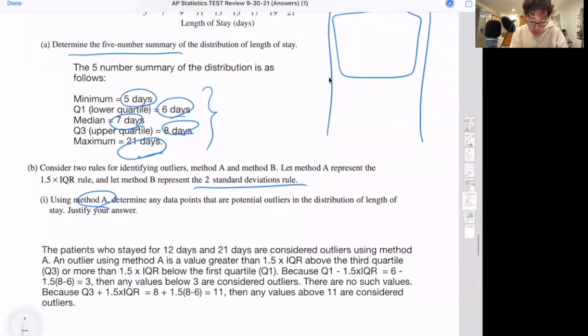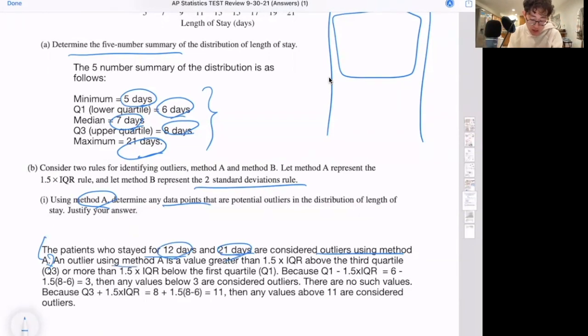So here it's very simple. Determine any data points that are potential outliers. Do what the question tells you to do for FRQs. The patients who stay for 12 days and 21 days are considered to be outliers using method A. Notice how usually in FRQ, this is straight from the answer key, they usually open up with a sentence that's very straightforward, very concise, very on point. Like they already tell you the answer right away. Then you want to dig a little deeper and tell me why.